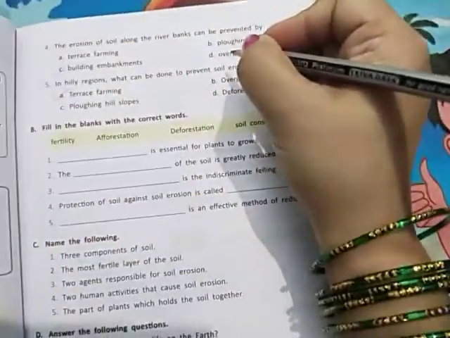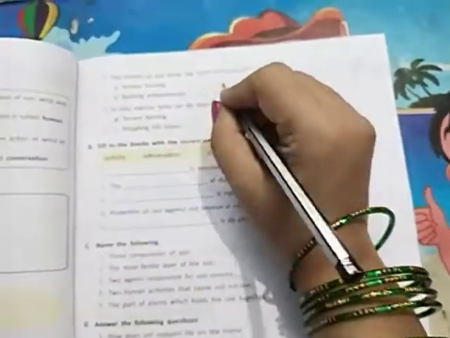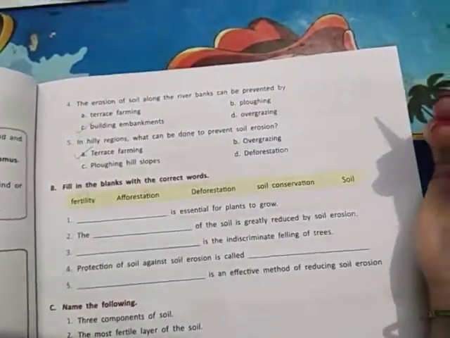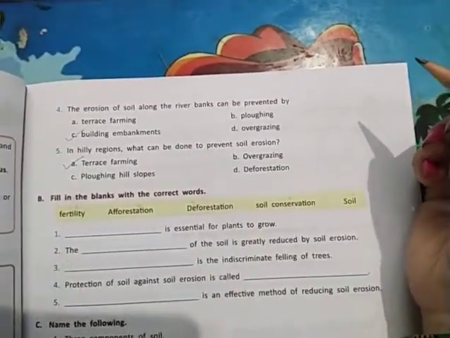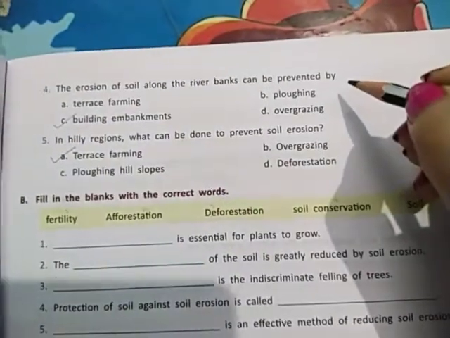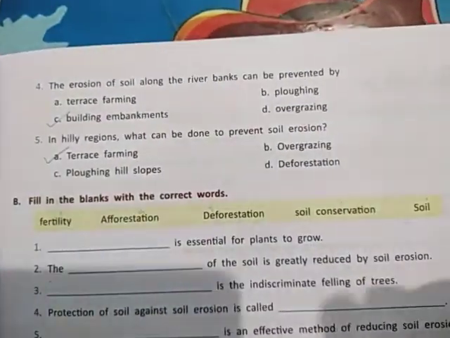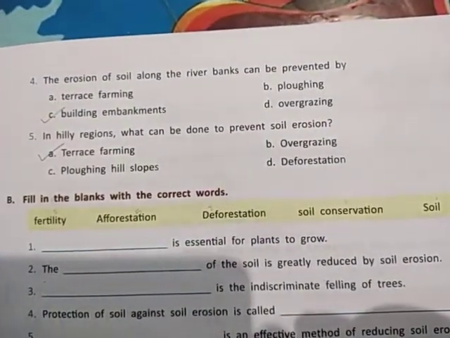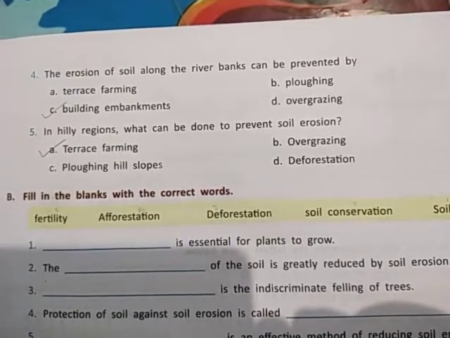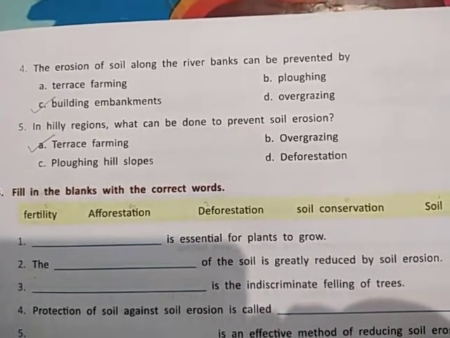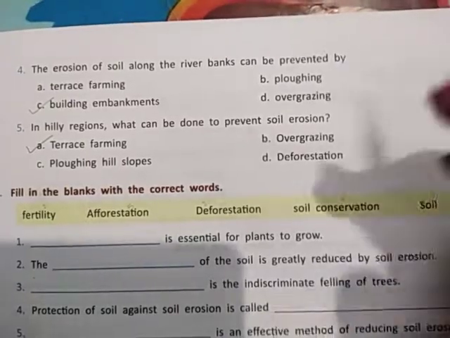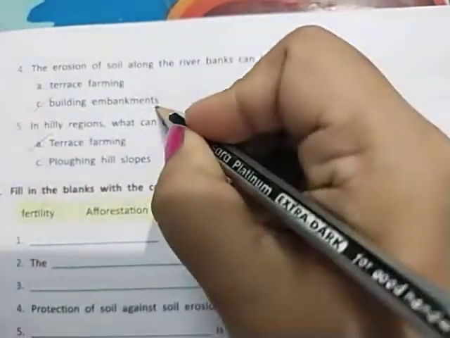Now the next is, the erosion of the soil along the river banks can be prevented by building embankments or dikes. So answer number C will be the right answer.